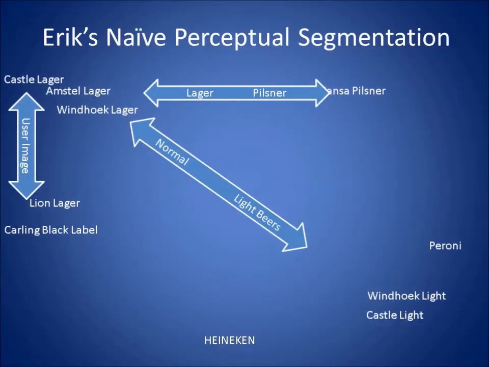Well, there's a problem with my perceptual segmentation if I treat it as being a map of interbrand competitiveness, in other words, of choice behavior. Heineken and Windhoek Light, which should be diametrically opposed, are not. In fact, it would appear from the analysis so far that Heineken is down there and the other lagers are up there.